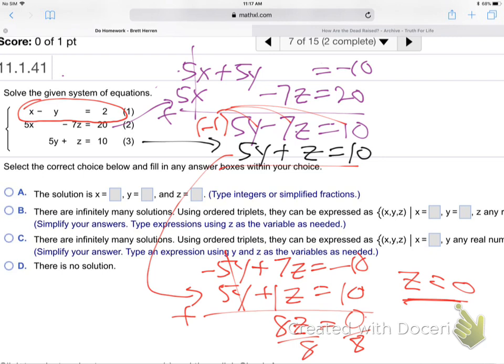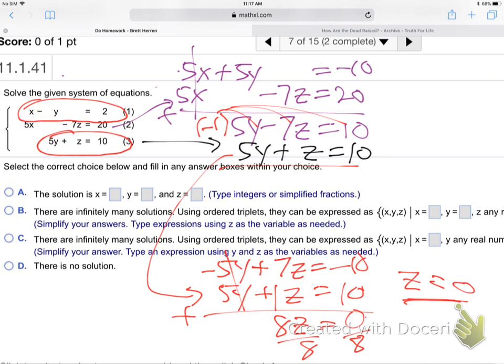I'm going to plug into something that only has z and one other letter. That way I can find the other letter. I don't want to plug in someplace that has all 3 letters. And then that way you can find another one piece by piece, right? So how about, this one looks nice. How about 5y plus z equals 10? If I plug in there, you see, I can find stuff.